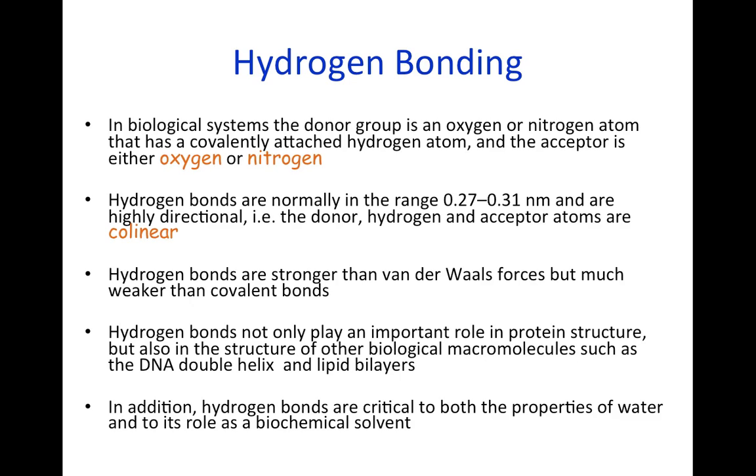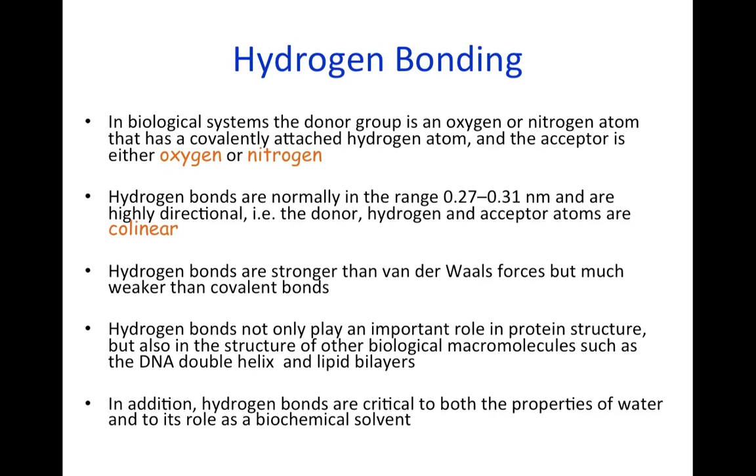So, quick question. What is an example of a covalent bond in tertiary structure of proteins? Alright, so you should quickly say an example will be disulphide bonds, and you will be absolutely correct. So I hope you said disulphide bonds. Hydrogen bonds not only play an important role in protein structure, but also in the structure of other biological macromolecules, such as the DNA double helix and lipid bilayers. In addition, hydrogen bonds are critical to both the properties of water and to its role as a biochemical solvent.